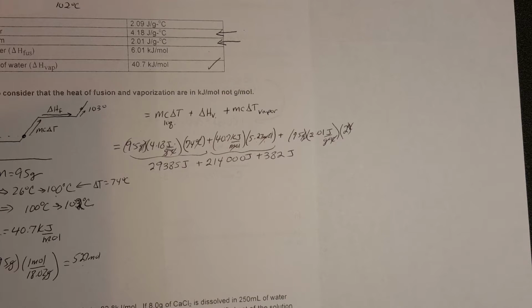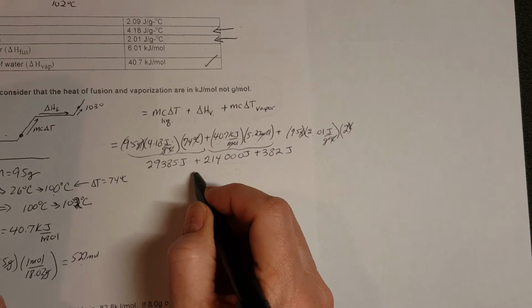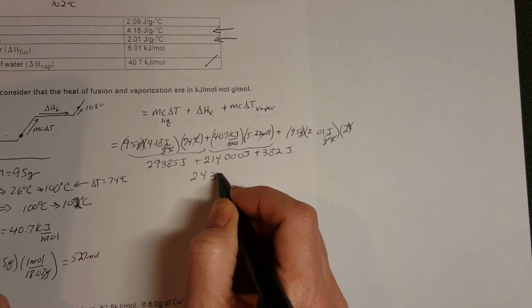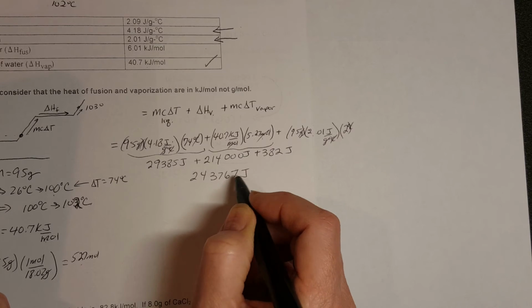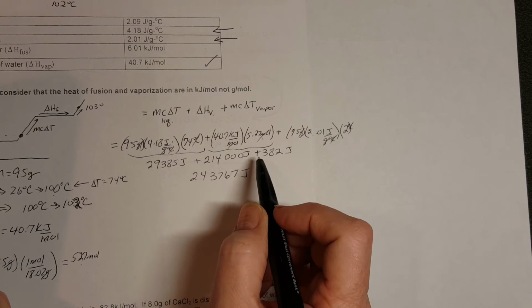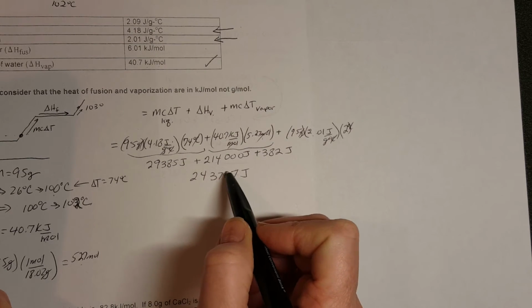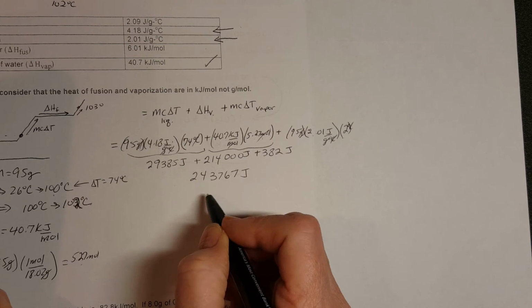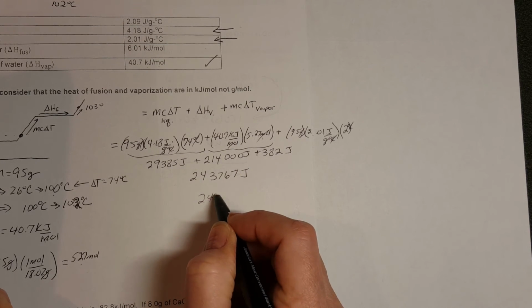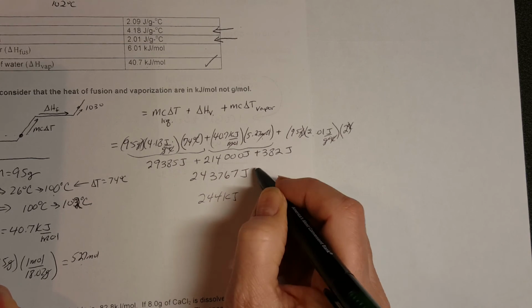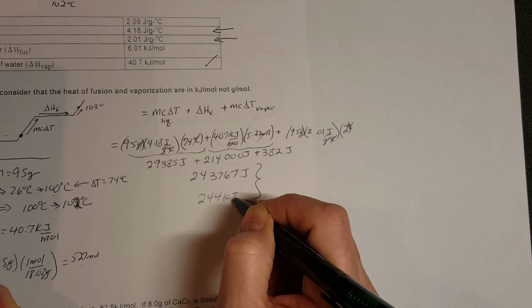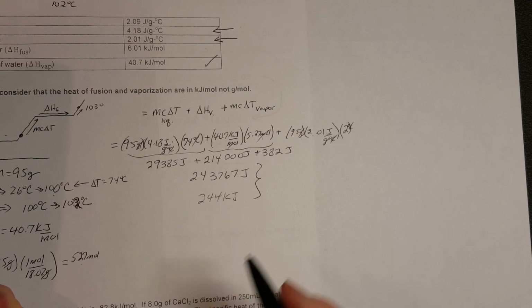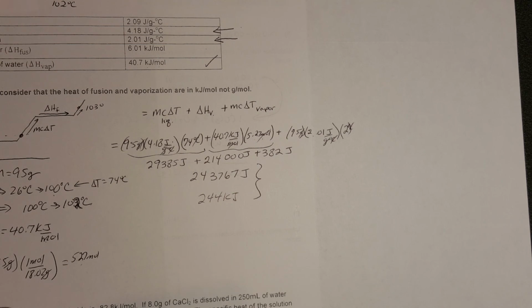Okay? Now when I add those, you should get 214 plus 29,385 plus 382, which is 243,767 joules. It's too many sig figs. So these were not significant here. So if you had 244 kilojoules or something in there, I actually didn't take off for sig figs on this one, but those are the answers for this problem.